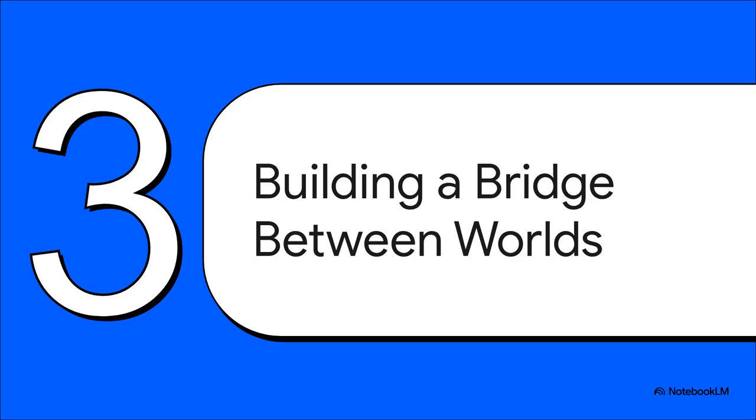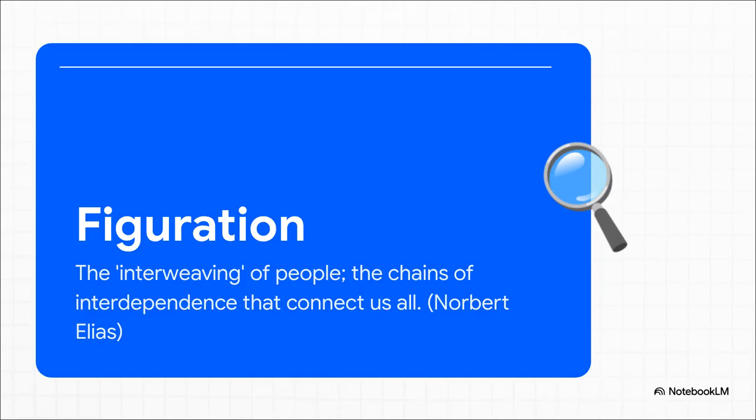In fact, some of the most exciting work in sociology today is all about trying to build a bridge between these two worlds, showing how the macro and the micro are just deeply connected. And a really key idea for building that bridge comes from a sociologist named Norbert Elias, who gave us this concept of figurations. Think of a figuration like a dance, right?